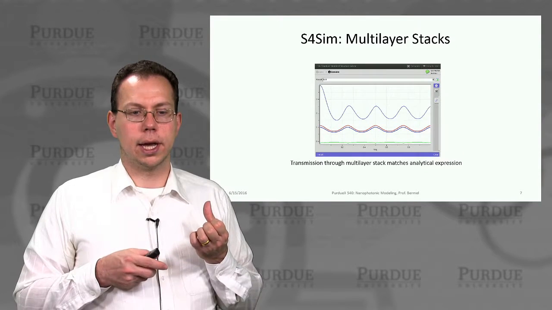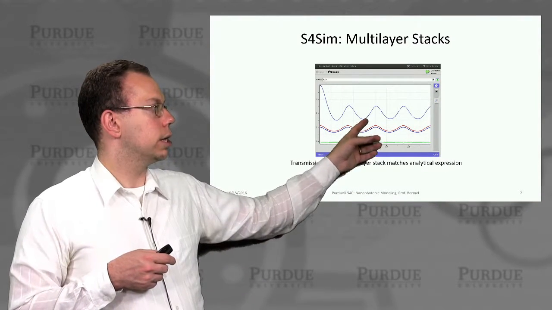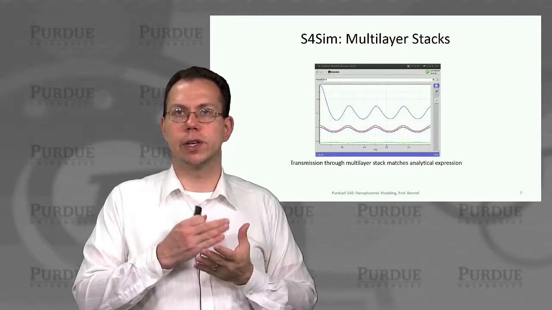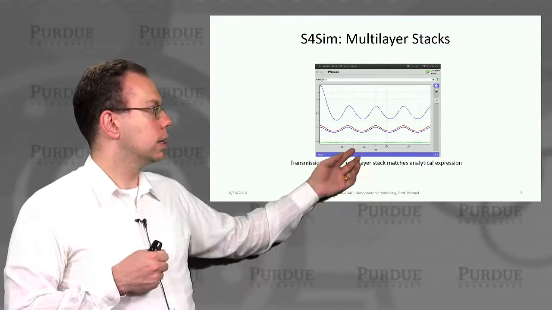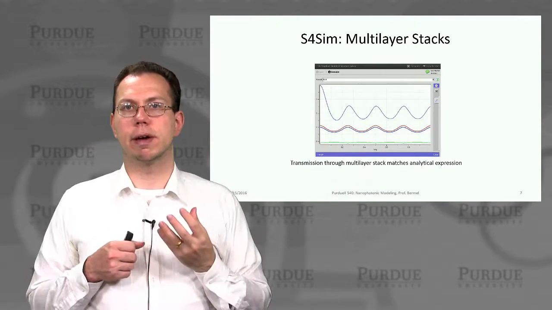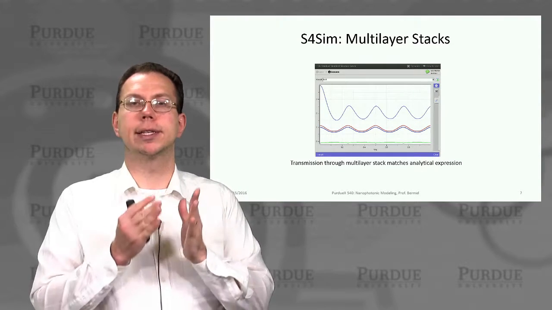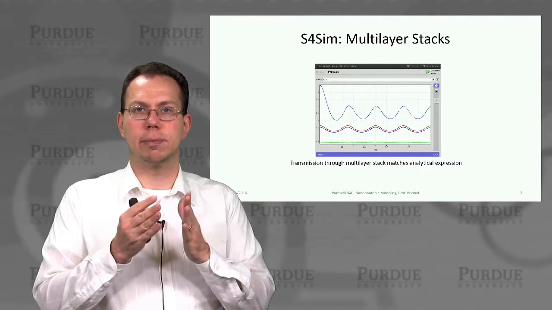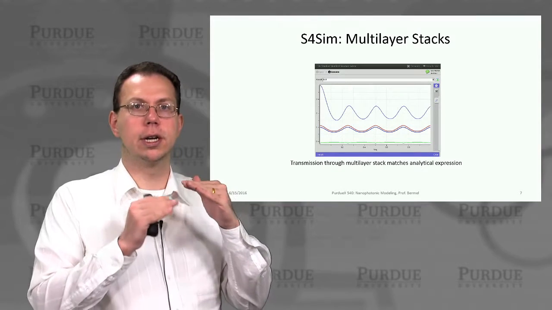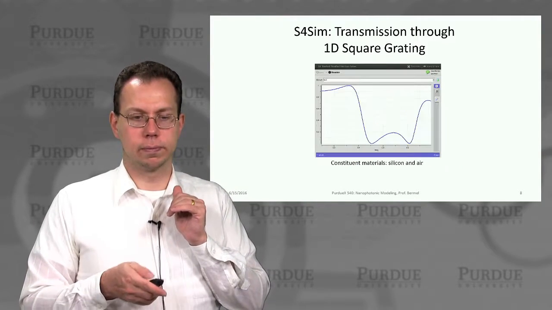So this validates the method, showing that this is a highly accurate approach to solving these sorts of problems. And just to show you a few more examples, you can see output of S4Sim when you have a multi-layer stack has these oscillations. These are known as Fabry-Perot oscillations, similar to what was seen earlier as sharp spikes. And then these are spread more gradually because the thicknesses are smaller. And so these Fabry-Perot oscillations were also expected analytically.